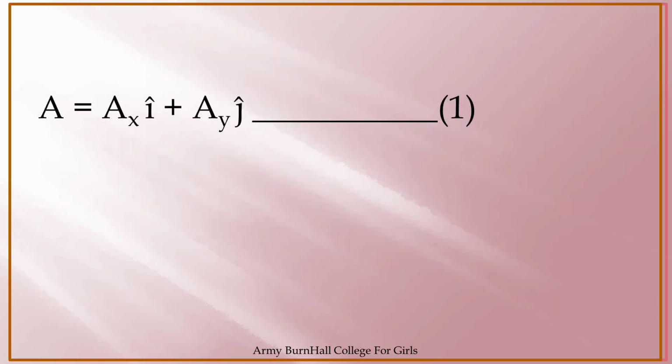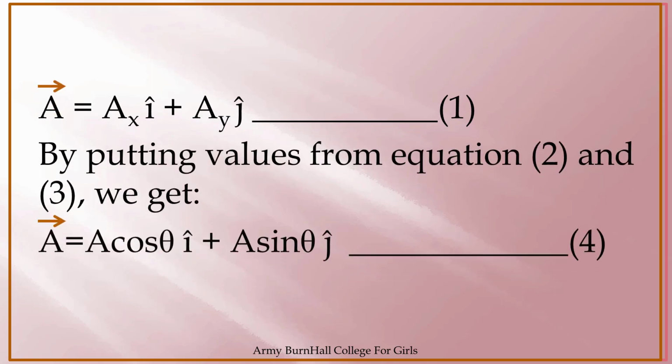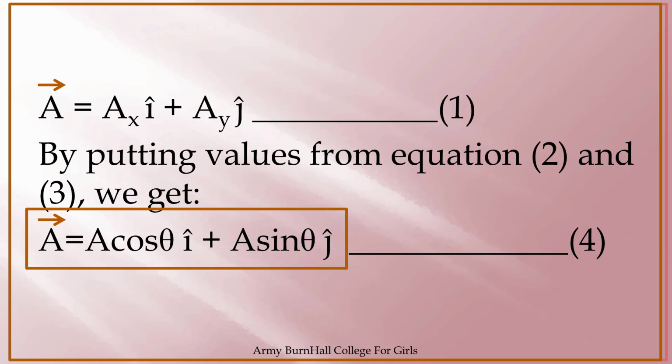So we know that A is equal to Ax i hat plus Ay j hat, so we can put the values of Ax and Ay over here. Vector A will now become A cos theta i hat plus A sin theta j hat. So vector A in terms of its components can either be written as Ax i hat plus Ay j hat, or A cos theta i hat plus A sin theta j hat. These two are the vector representations of a vector in terms of its rectangular components.